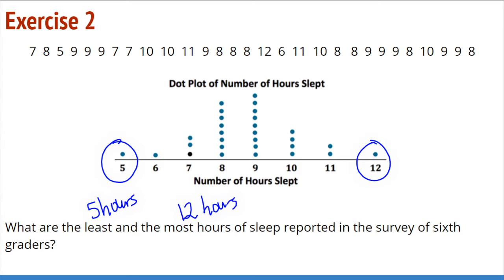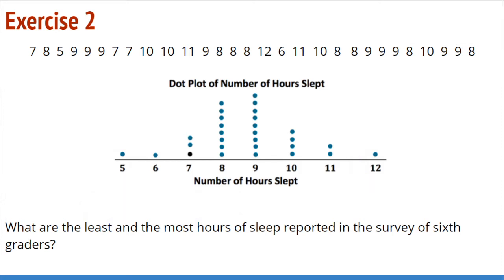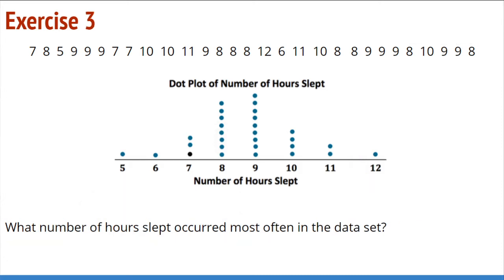Please remember to pause the video and answer the questions before I answer them. All right, let's take a look at exercise 3. Pause the video, read the question, write your answer, then unpause the video. What number of hours slept occurred the most often in the data set? Well, as I look at it, 9 hours occurred the most often.